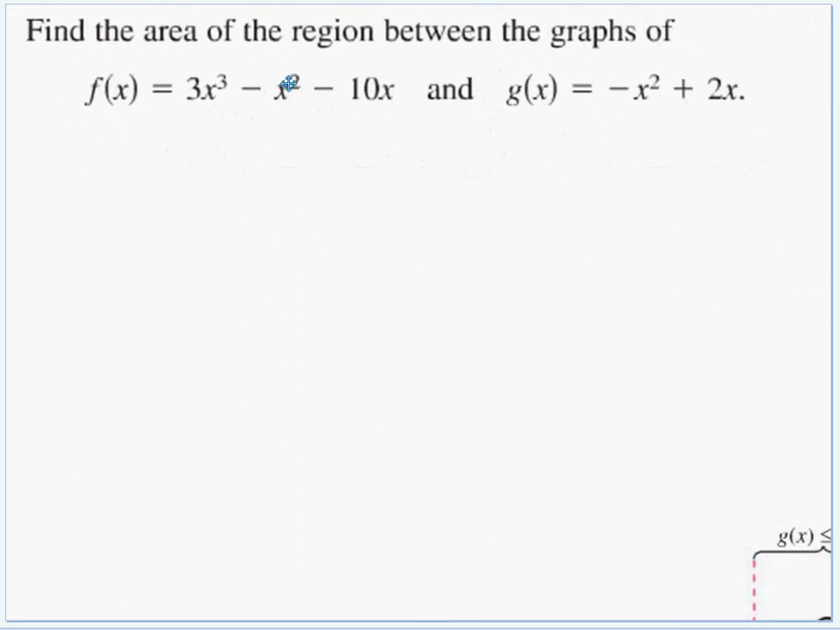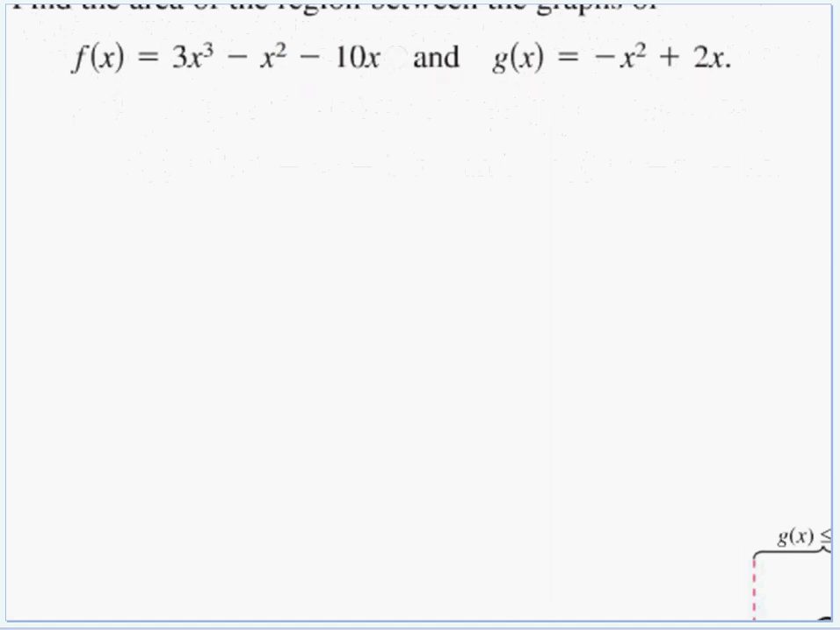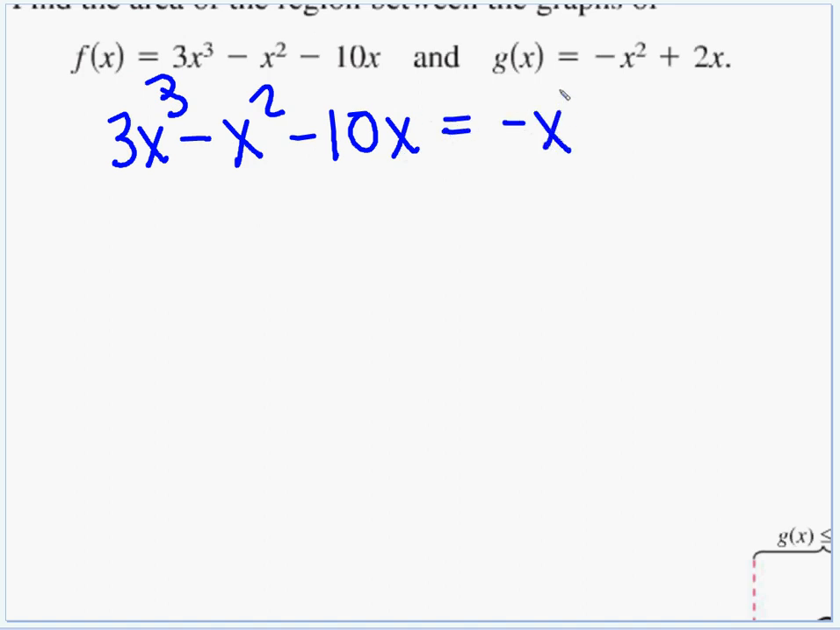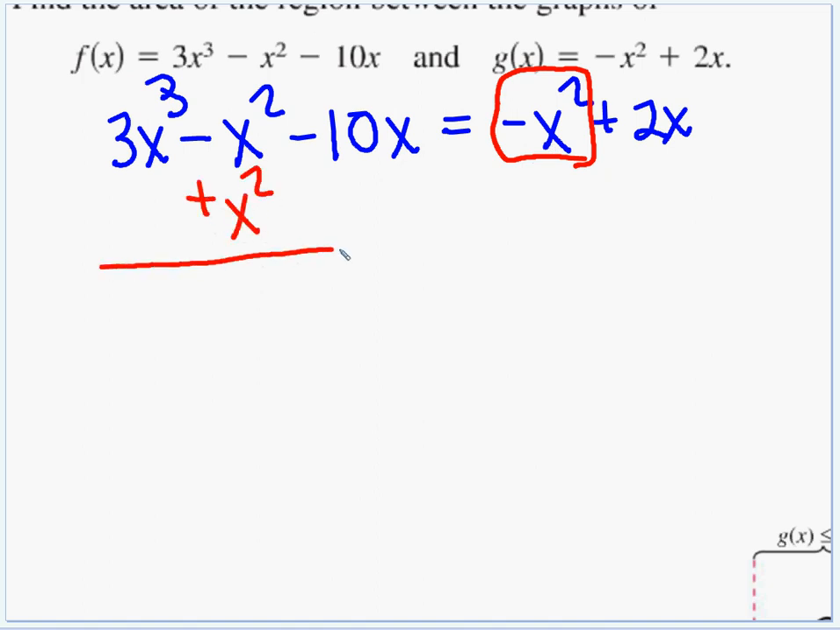So the first thing we need to do is find all intersection points. That means we're going to set these 2 functions equal to each other. 3x cubed minus x squared minus 10x. We're going to set that exactly equal to negative x squared plus 2x. All right, let's set it equal to 0. If I add x squared to both sides, this becomes a plus x squared, and those are going to 0 out. And I'm also going to get rid of this plus 2x by subtracting 2x. So we're going to do a minus 2x also. So now this is going to be equal to 0.